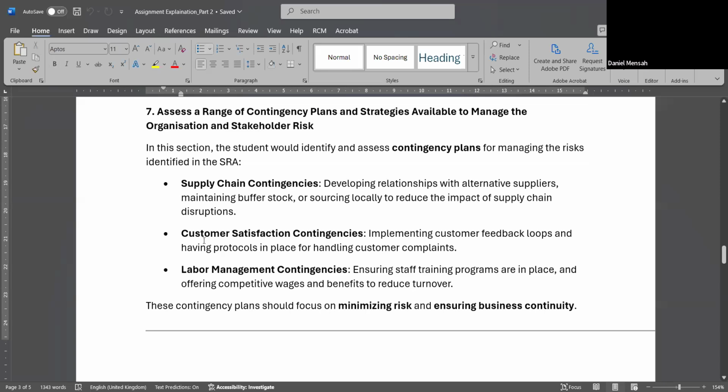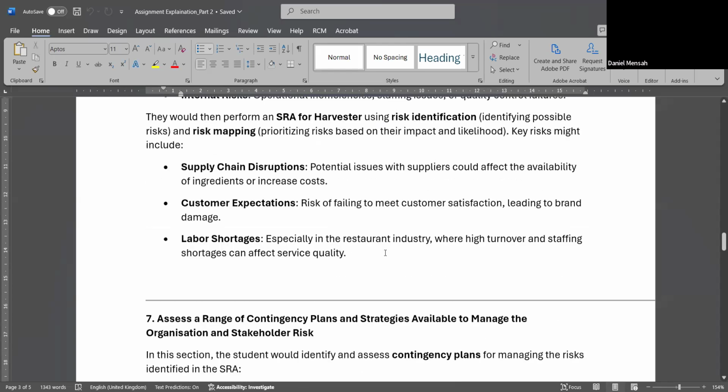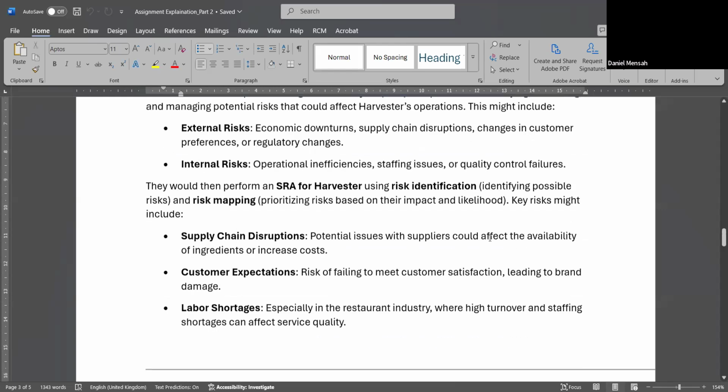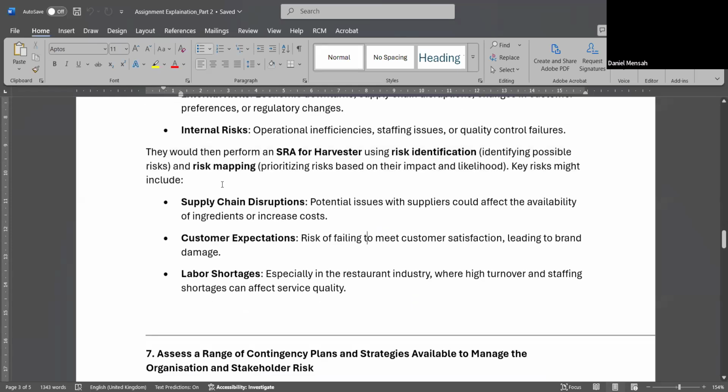Okay. And then you will assess a range of contingency plans and strategies available to manage the organization risk. Again, you need to first identify risk, and then based on those risks, you are going to devise some contingency plan. If you can see in this part, you are doing the same thing. You are identifying the risk, number one. Number two, you are mapping the risk.